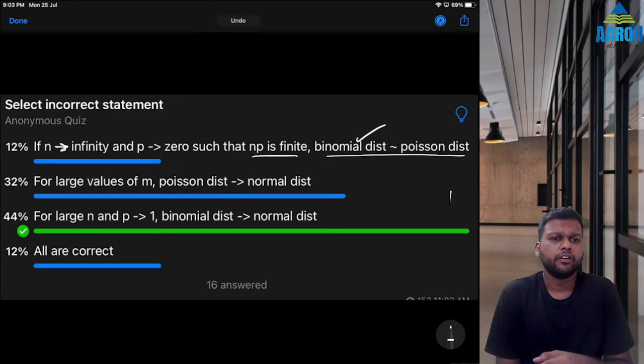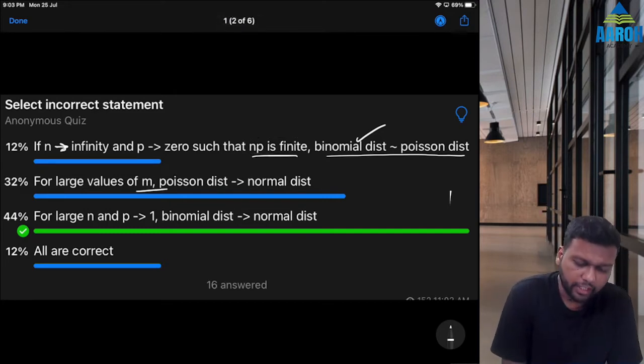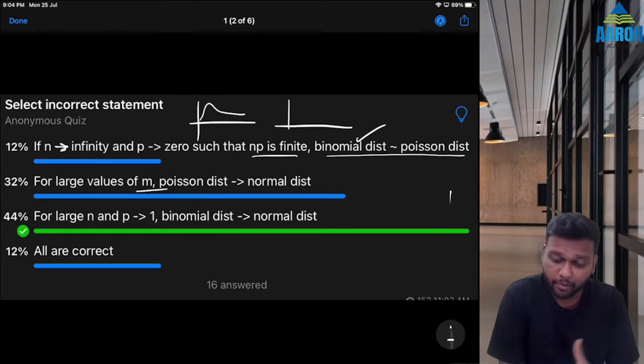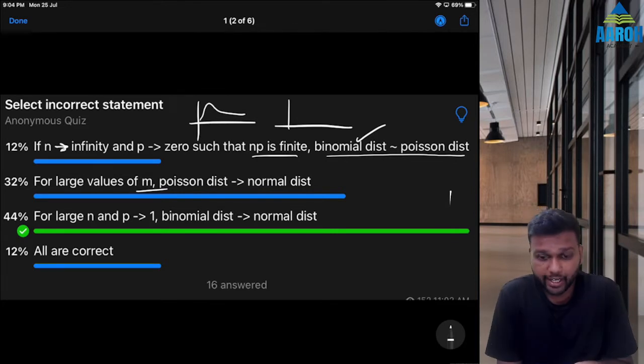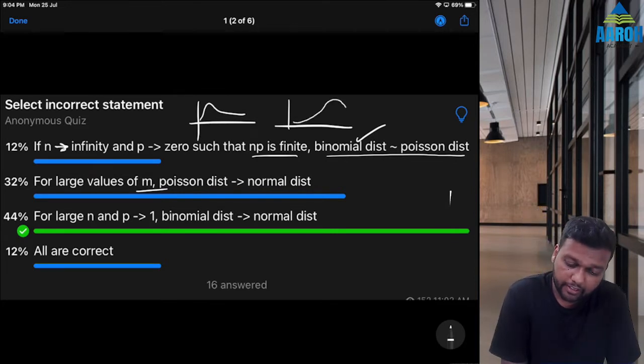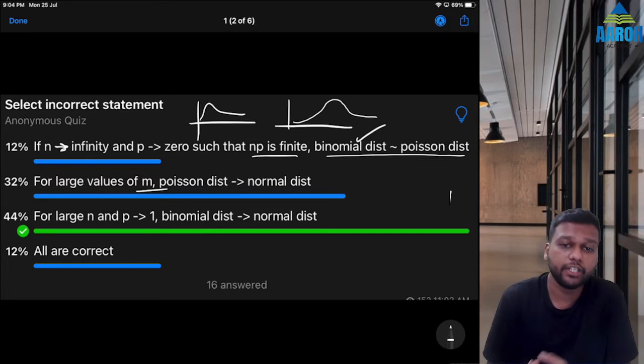Okay. For large values of m, Poisson distribution tends to normal distribution. Now that is also correct because Poisson distribution is generally positively skewed. But as m becomes large, m is also its mode, right? So then this shifts like this. So it starts becoming like normal distribution. So this is also a correct statement.